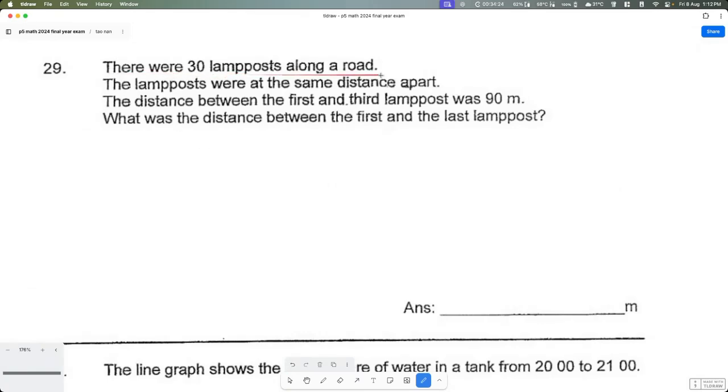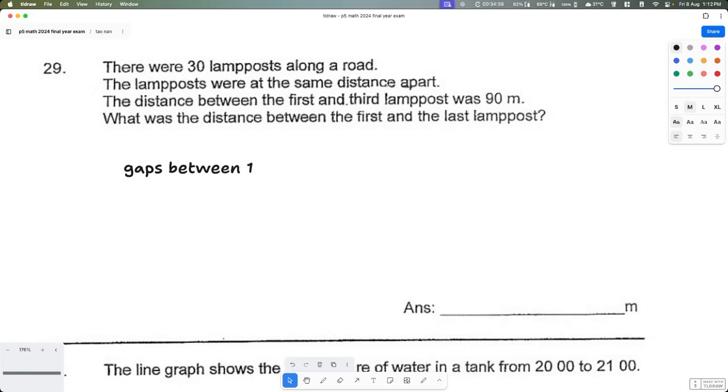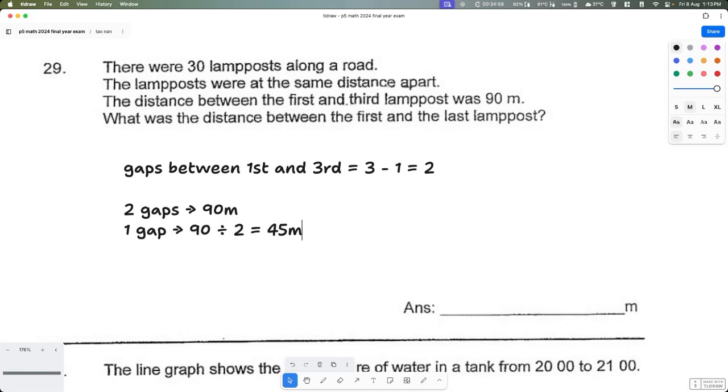There were 30 lampposts along a road. The lampposts were at the same distance apart. The distance between the first and third lamppost was 90 meters. What was the distance between the first and the last lamppost? Okay, so gaps between first and third: third is equal to 3 minus 1, so this will become 2 gaps, right? So 2 gaps is equal to 90 meters, 1 gap is equal to 90 divided by 2. This will give us 45 meters.